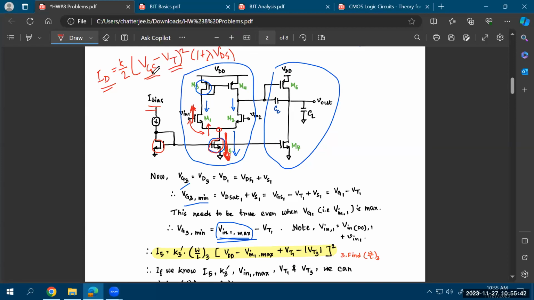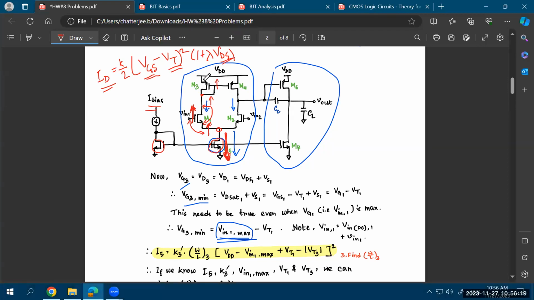So in that case, you'll see that if your VGS is fixed, your VDS also needs to be fixed because the entire current is fixed. So if your VDS is fixed, the drop across the M1 transistor needs to be constant. As your source potential increases, the drain potential also needs to increase. And this drain is connected to the gate of the M3 transistor. So the drain and the gate of the M3 transistor are connected together. If this drain potential is increasing, the gate potential of the M3 transistor also increases.